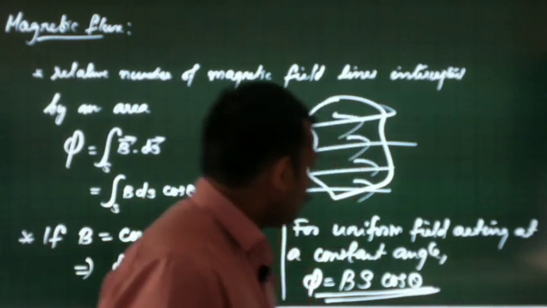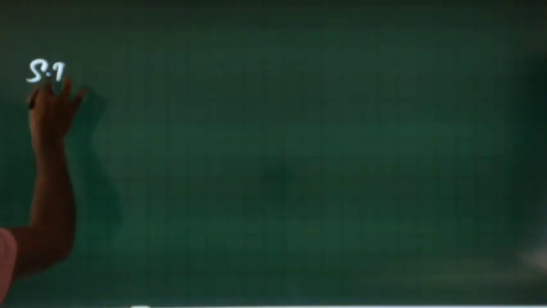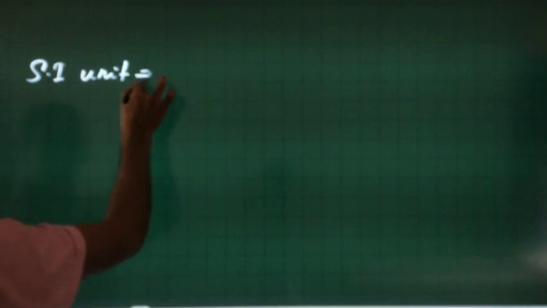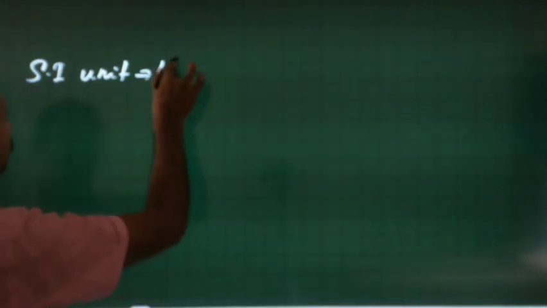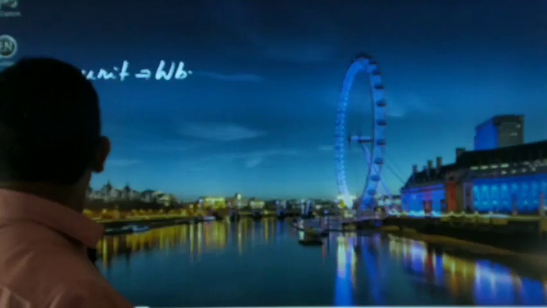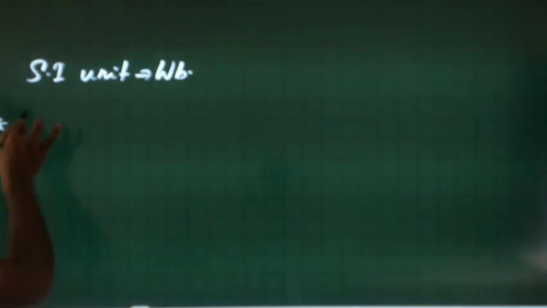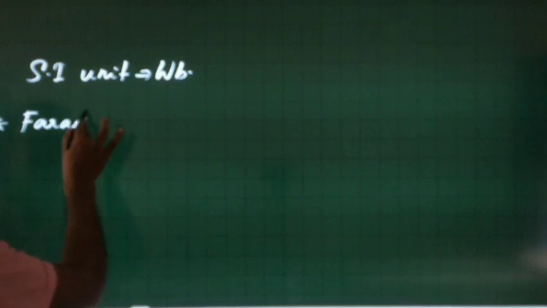Now the question comes: what is the SI unit of magnetic flux? The SI unit of magnetic flux is the weber, Wb. The dimensional formula for magnetic flux you will find out later, we will do that later. Okay, now we will come to the next idea, that is Faraday's laws.